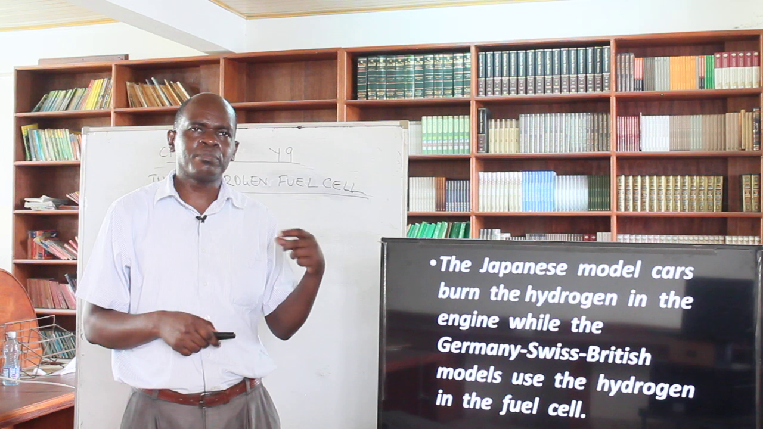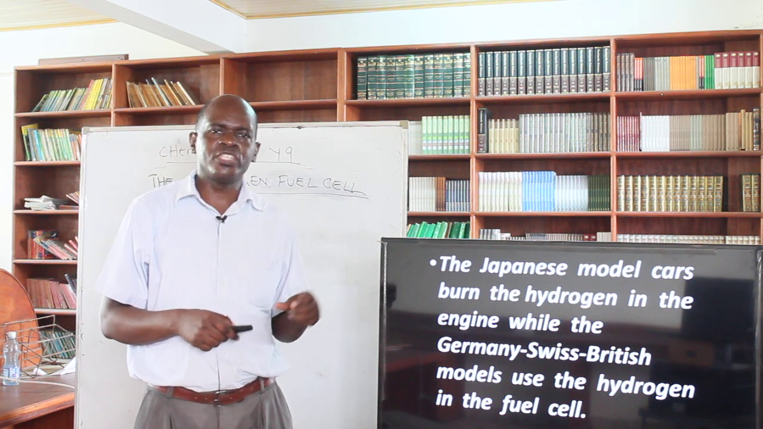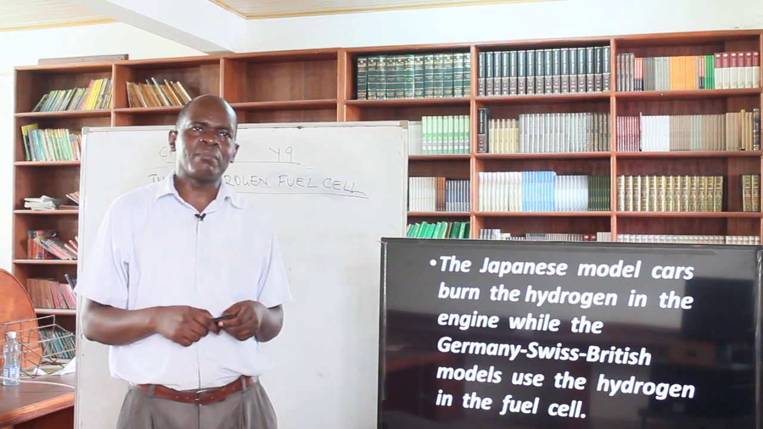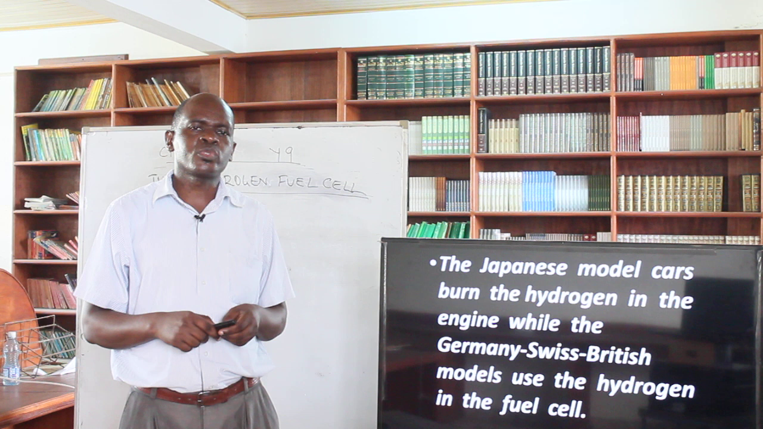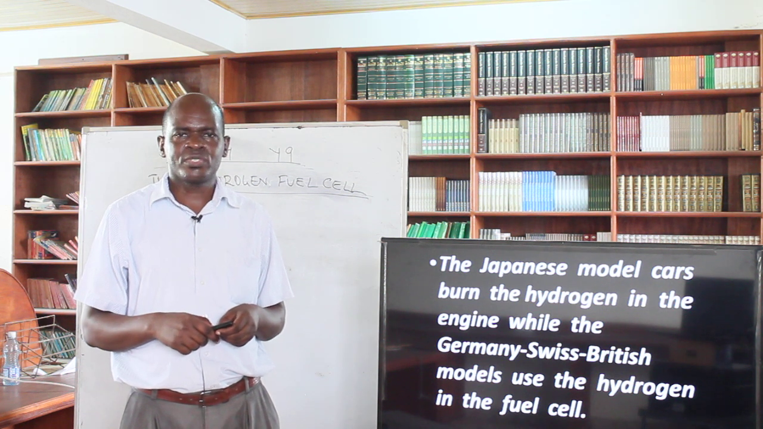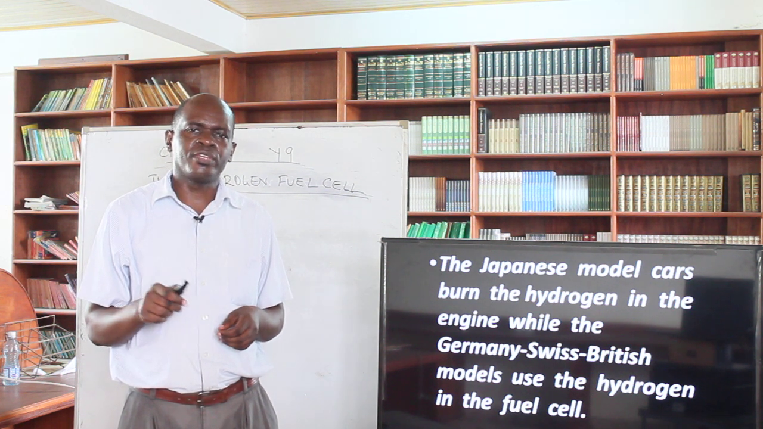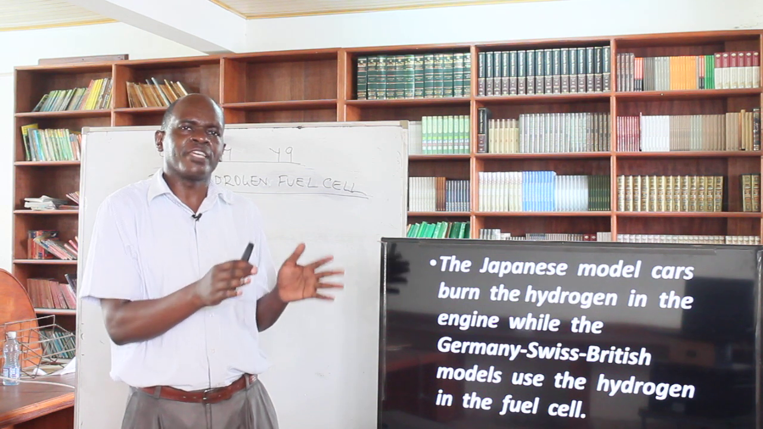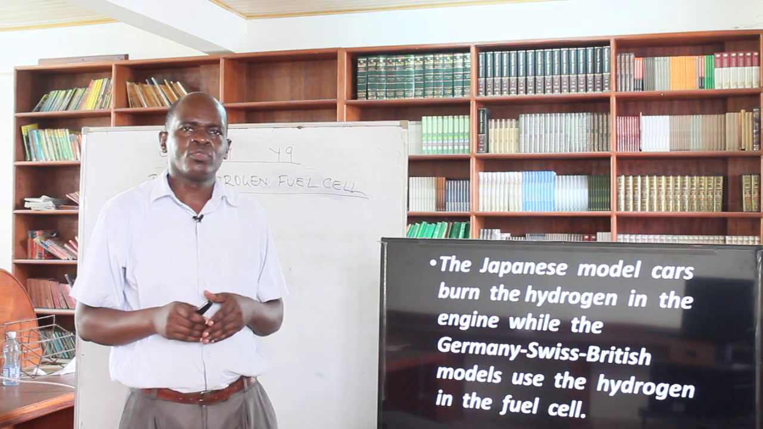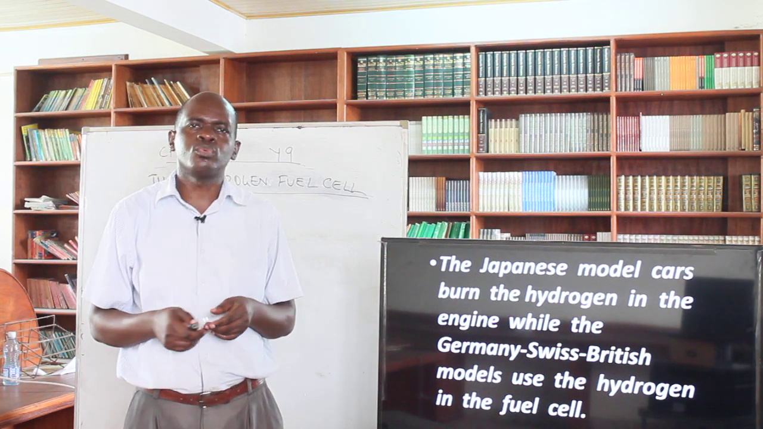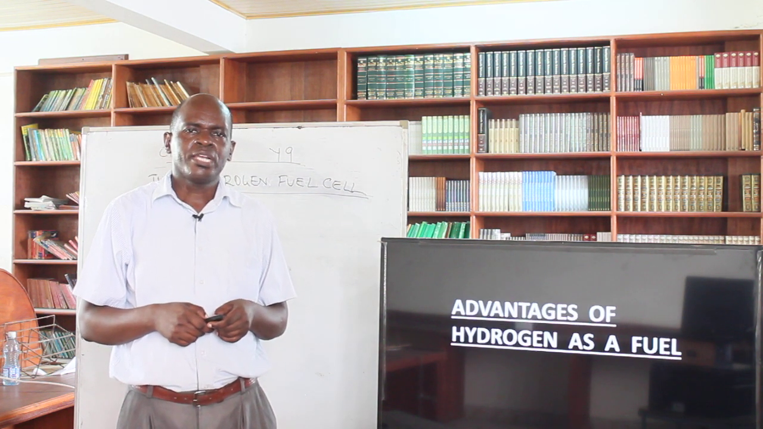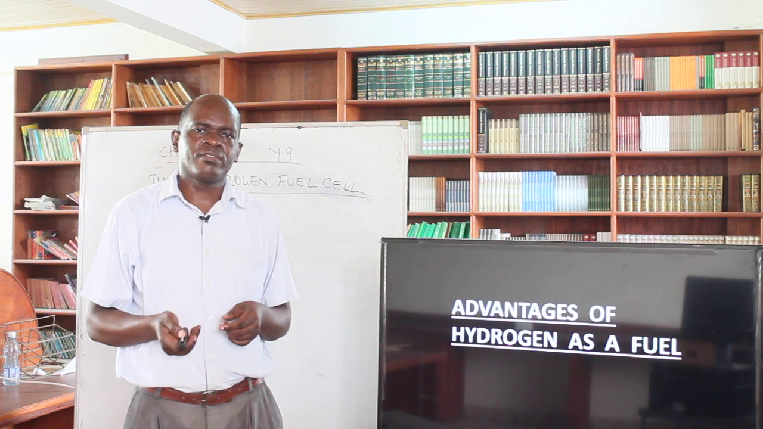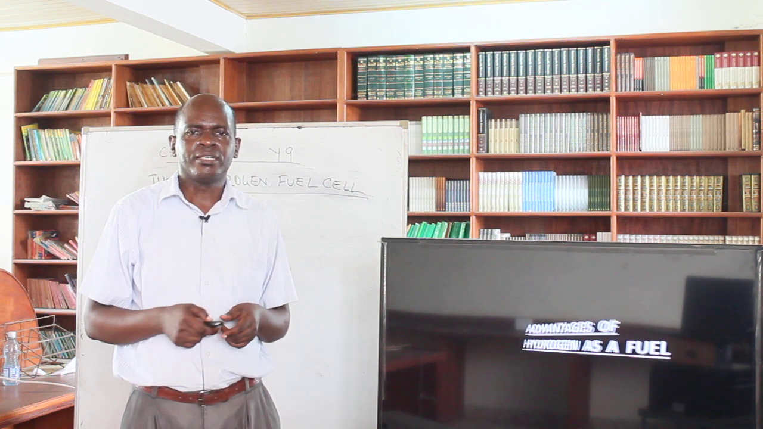Now, the Japanese model cars burn hydrogen in the engine. In the Japanese type, the hydrogen is actually burnt in the engine, but in the German BMW, or the one used in Switzerland or the British BMW models, they normally use what you call the hydrogen fuel cell. That means they have an inbuilt fuel cell where the hydrogen gas is directed, and then it is decomposed in that particular section.